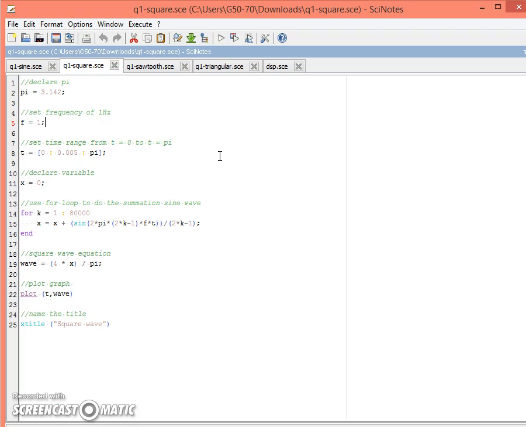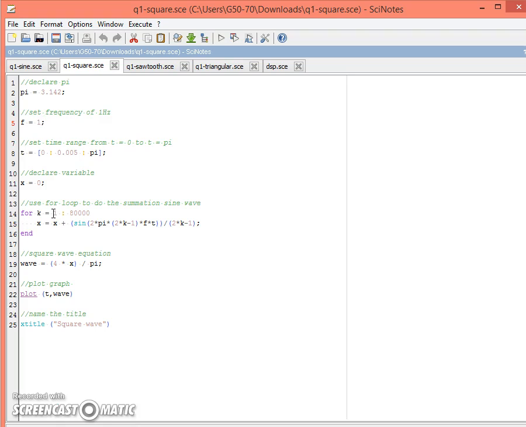So we need to declare a variable x equal to 0 and use a for loop to do the summation of sine wave, which is sine 2 pi (2k minus 1) times ft divided by (2k minus 1). To make the graph nearer to the square wave, I have made k from 1 to 80,000 so that the graph is plotted more nearly to the square wave.